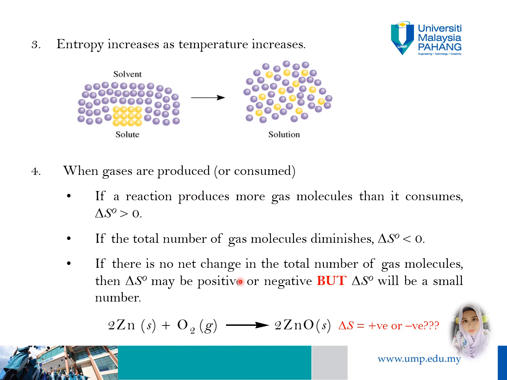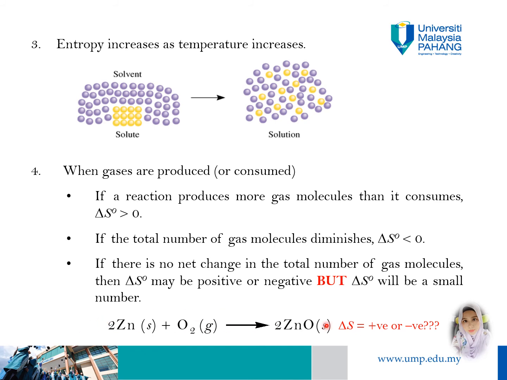Okay, if the reaction produces more gas molecules than it consumed, it means that delta S will be larger than 0. Conversely, if the number of gas molecules diminishes, it means that delta S will be less than 0. While if there is no net change in the total number of gas molecules, delta S may be positive or negative, but the change in S will be a small number.